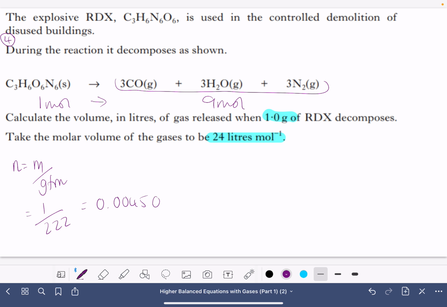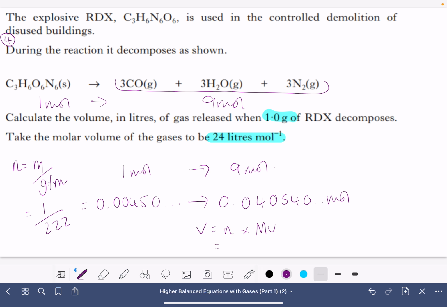So that's if 1 mole gives 9 moles of gas, then 0.0045 and so on moles would give us 9 times that, which would be 0.04054 moles. So that's how many moles of gas we're going to get. The question asks us to calculate the volume of gas we're going to get. So we work that out by doing volume is number of moles multiplied by the molar volume.